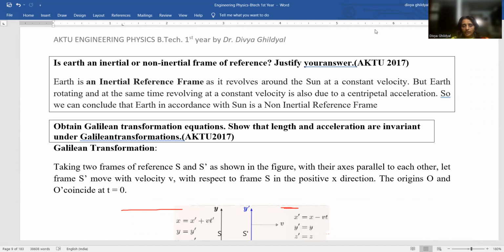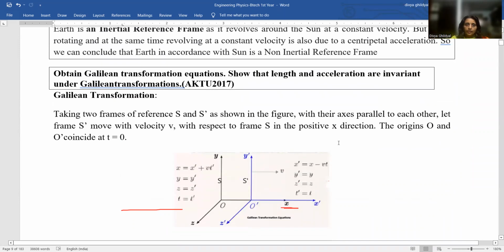It is moving. So this is an inertial frame of reference as it is revolving around the sun at a constant velocity. But Earth is also rotating at the same time due to centripetal acceleration. That in accordance with the sun, it will be non-inertial. So this is a bit of a controversial answer.